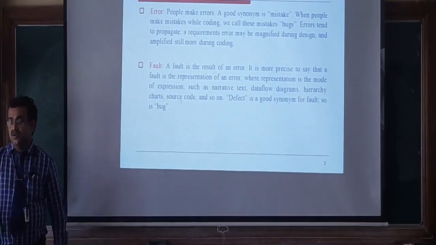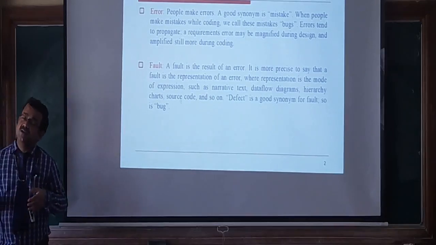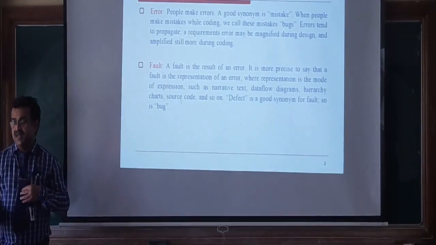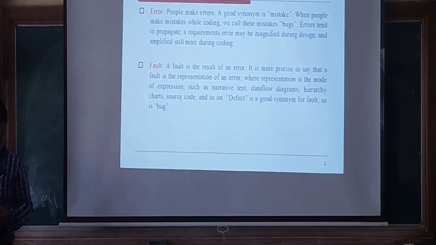These errors, mistakes which we make while developing the system in different phases, are likely to propagate from one phase to another. For example, if we make some mistake in requirement analysis, it may be magnified in the design phase, or it can be amplified further during the coding phase. So errors normally propagate from one phase to the other.